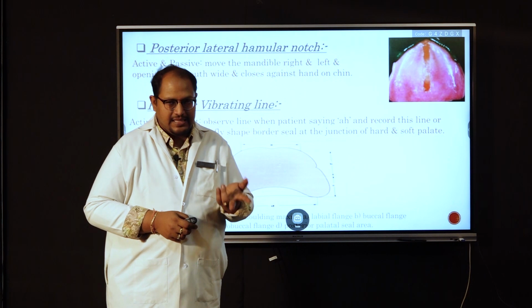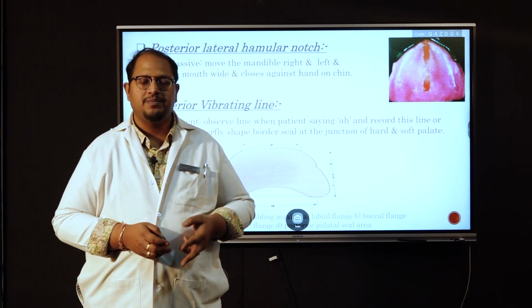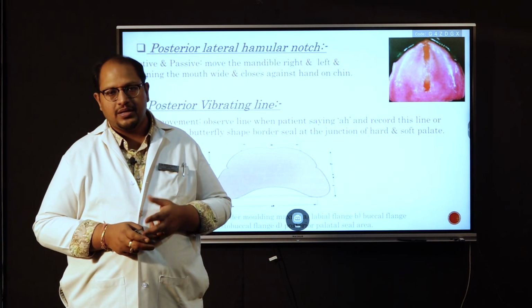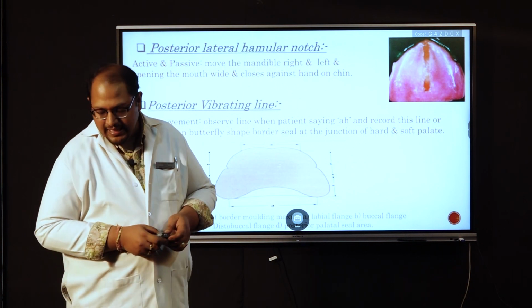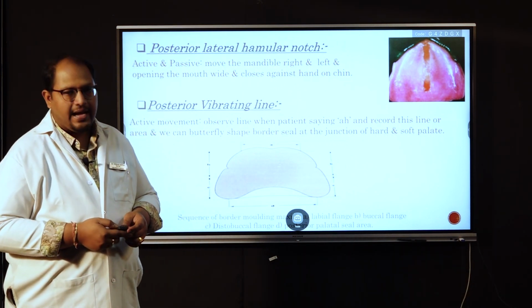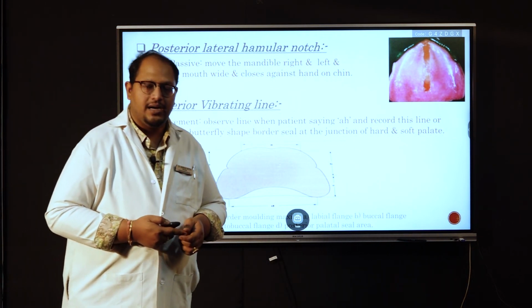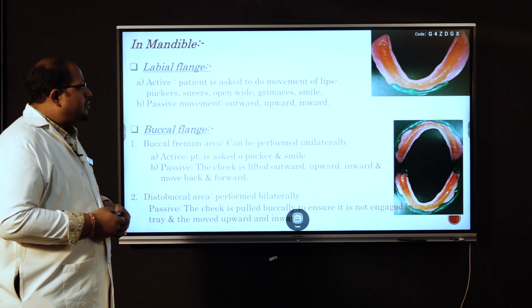When we have placed the impression in the mouth and you are stabilizing it with your two fingers, you will ask the patient to perform Valsalva maneuver and not say ah again for recording the posterior palatal seal area. Just the Valsalva maneuver, and looking 30 degrees below and turning the head, will record our posterior palatal seal. Next, coming to the mandibular border molding.